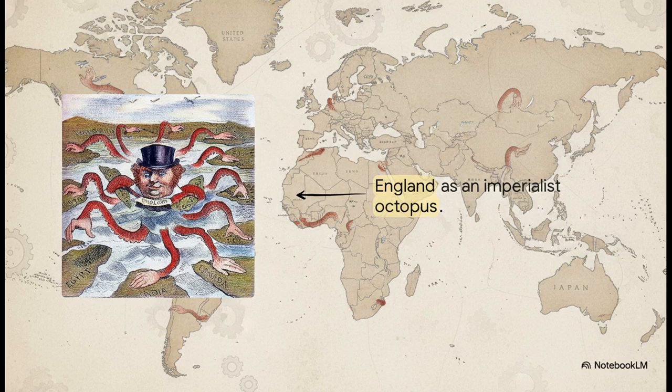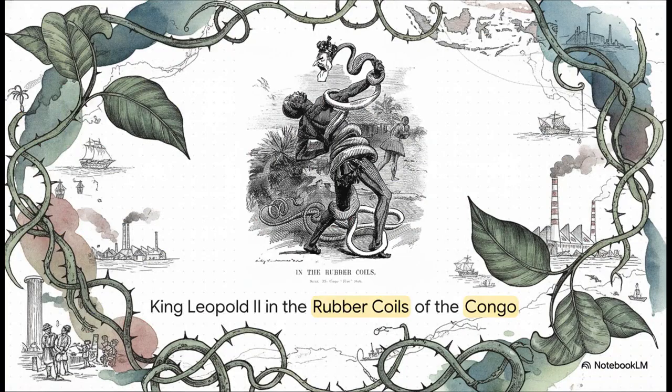But it's absolutely crucial to remember Britain wasn't the only sea monster in the water here. France, the United States, Russia, and Japan, they were all reaching their tentacles across the globe too. Now, contrast all those grand claims about a civilizing mission with this incredibly stark reality. This is King Leopold II of Belgium, depicted squeezing the Congo in literal rubber coils. The sheer, well-documented horrors of Leopold's private ownership of the Congo eventually became so extreme that the Belgian government was officially forced to step in and take it over.